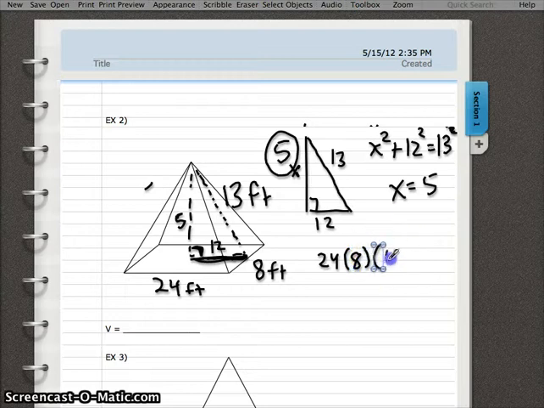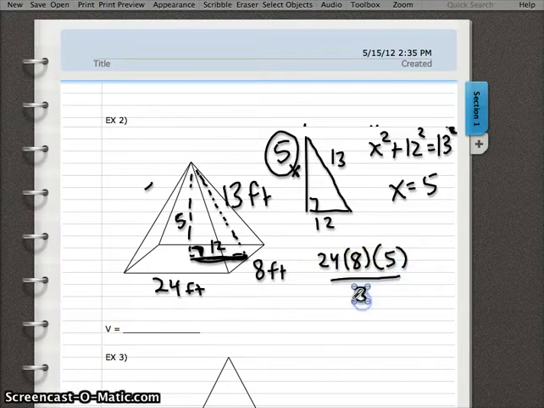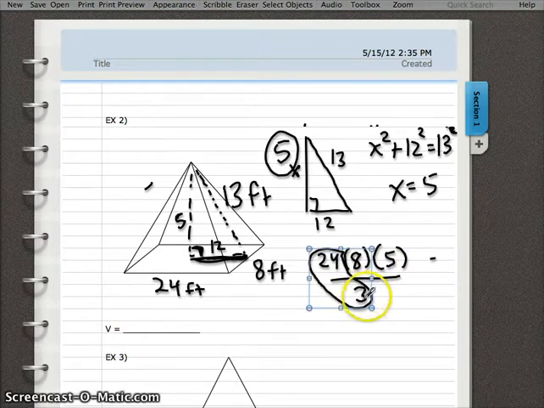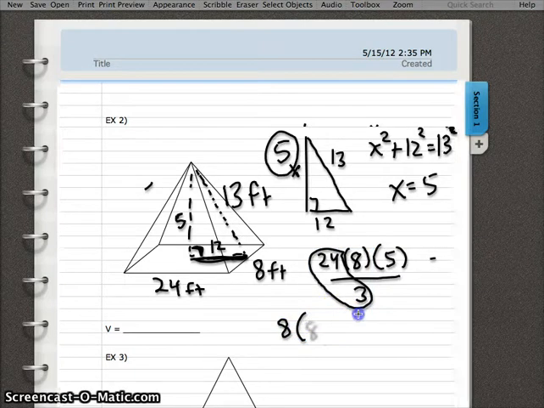And we multiply the base area by the height and divide by 3. Is there any simplifying we could do first before we have to multiply this all out? Well, usually simplifying the biggest number makes it more simple. So 24 divided by 3, we could do that. That's 8. So now we have 8 times 8, or 8 squared, times 5.